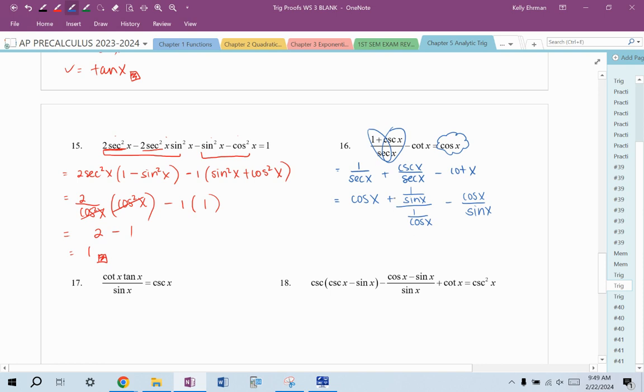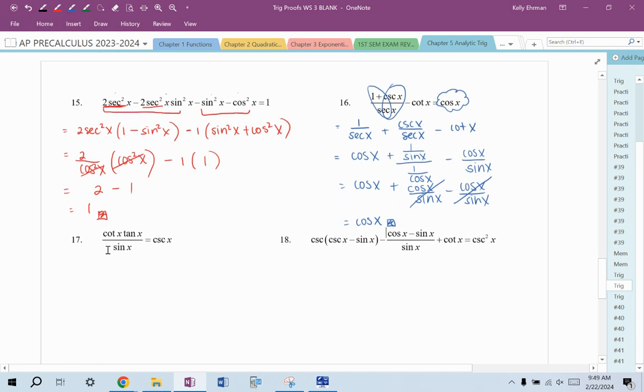Take care of this ugly complex fraction here. Cosine x plus, so you would say 1 over sine times cosine over 1. So that's cosine x over sine minus cosine x over sine. So this term cancels with this one, and we are, in fact, left with cosine x.